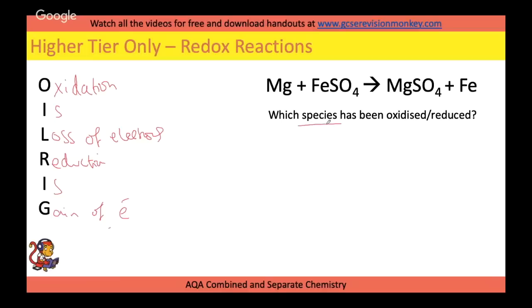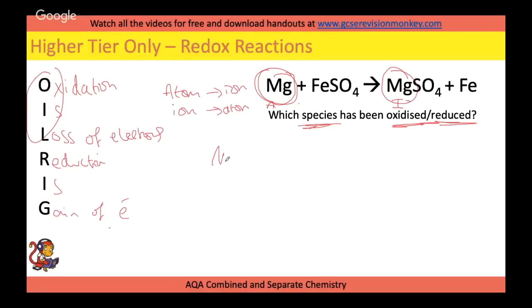So they might ask which species has been oxidized or which species has been reduced. What you're really looking for is anything that's turned from an atom into an ion, or anything that's turned from an ion into an atom. As you can see on this side, the magnesium has turned from an atom here, and when it's bonded, it's now an ion. Magnesium has 2 electrons in its outer shell, because it's in group 2. It must have lost those electrons to turn into an ion. So that's our oxidation. So you would write magnesium atoms are oxidized.